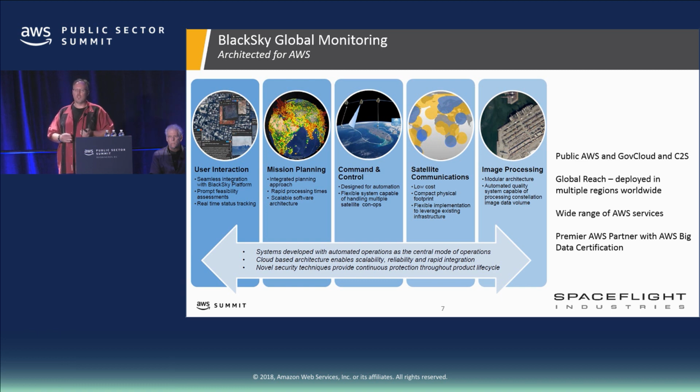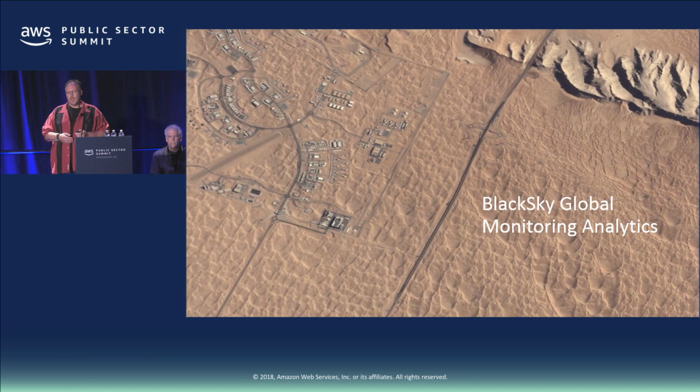The other thing I would mention is that we use a combination of public Amazon Web Services, but we also run part of our architecture in GovCloud. Robert's going to talk a little bit about the reasons we do that. We also have a presence on C2S, if you know what that is. So what I'm going to do is talk a little bit about the customer-facing part of the BlackSky Global Monitoring offering. Then Robert's going to come up and talk about how we use Amazon in our technical architecture for what's happening behind the scenes with our constellation.